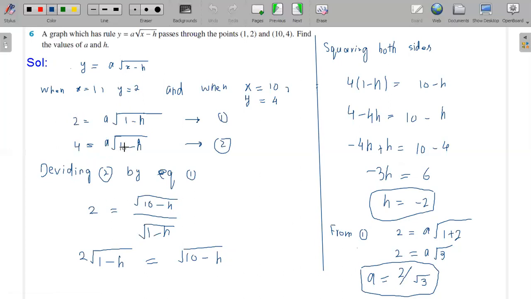And we will now divide this term by this term. When we divide both of these, a will cancel with this a, and we get this form. Again, we can cross multiply it, or we can take this denominator up and multiply both sides by the square root of 1 minus h. When we multiply, the left hand side will be 2 square root of 1 minus h equals the square root of 10 minus h.